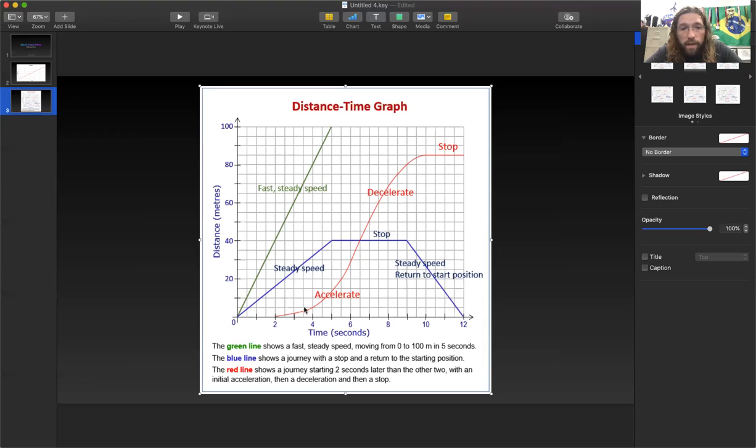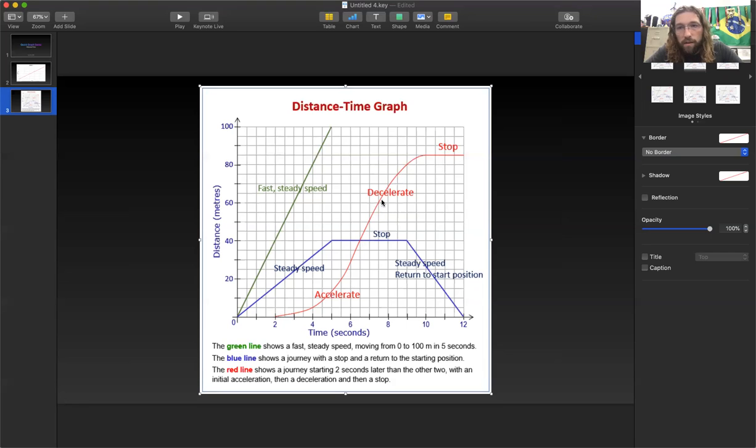And then this red line here shows you what it looks like if you're accelerating. Accelerating means you're getting faster as time progresses. And you know that on a distance time graph anytime it's curved. If I'm moving at a steady rate, it's a nice straight line, so I'm going the same speed the whole time. But if I'm accelerating, I'm going faster and faster and faster as time goes on, then you're going to see a curve upwards. Or if I'm slowing down, you're going to see a curve downwards.